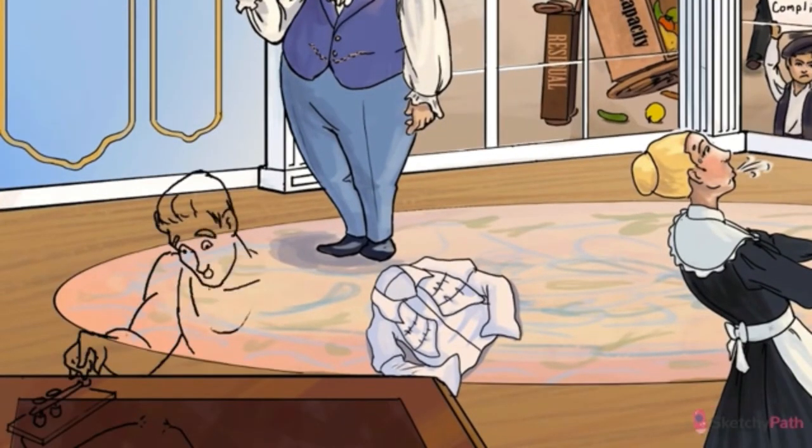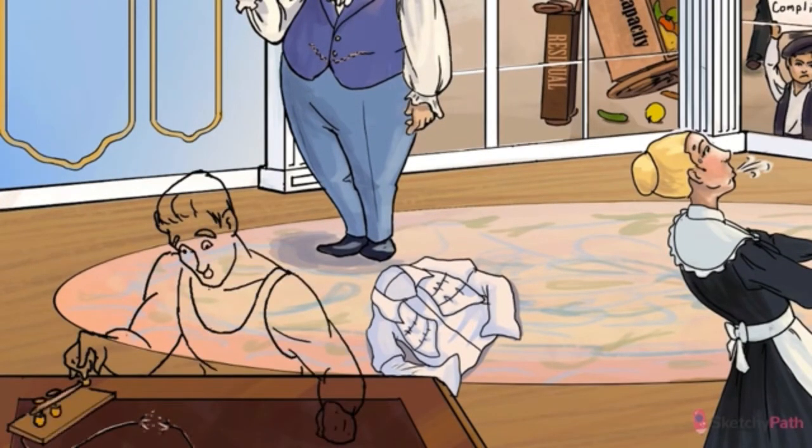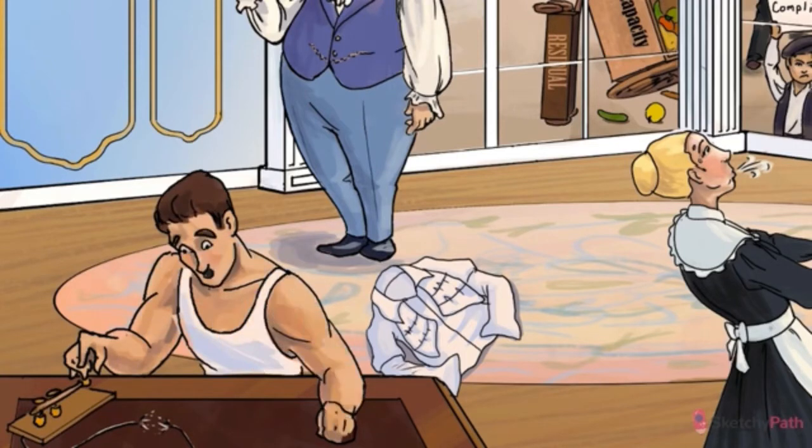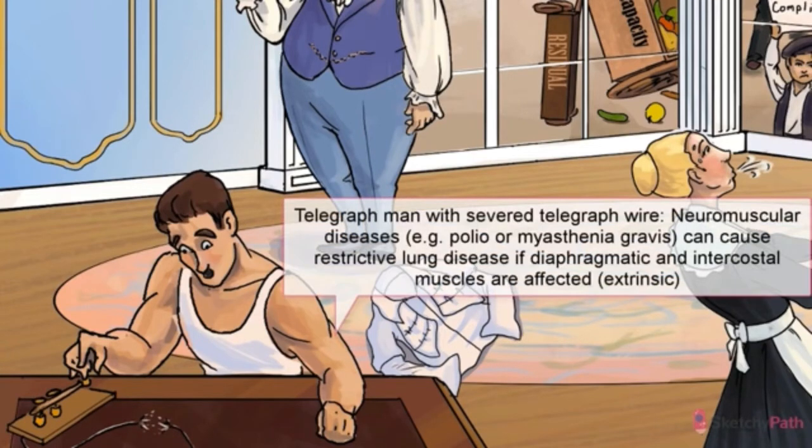Hey, how about this for a restrictive lung disease? What if you just can't breathe? As in, your diaphragmatic and intercostal muscles just aren't working and your lungs won't expand? This can occur in the setting of neuromuscular diseases such as polio or myasthenia gravis.